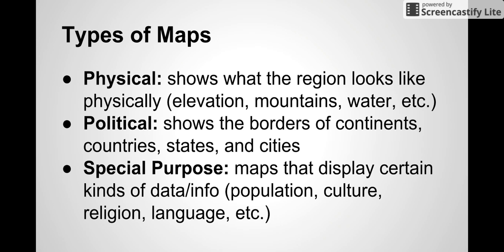Political map's a little different. It's not really concerned about what the physical look of the land is, but it's more about what the political borders are. Things like where continents are, countries, states, cities.